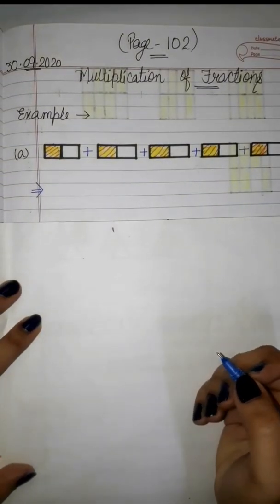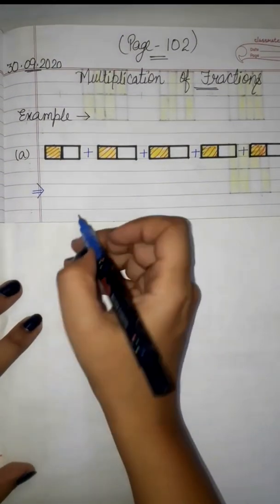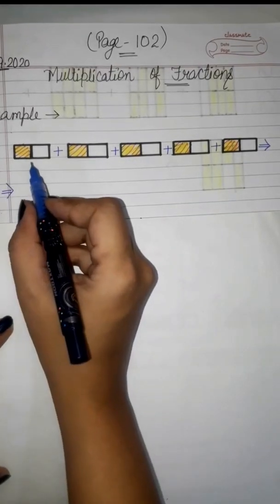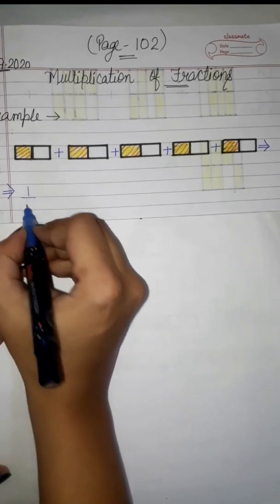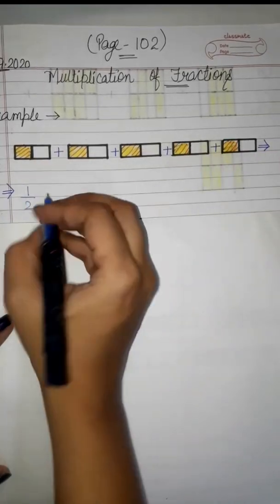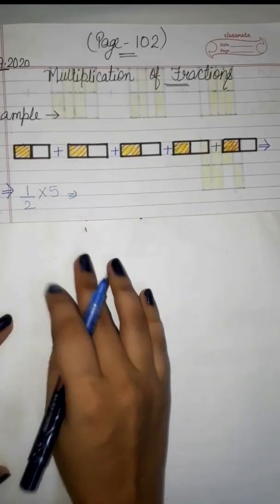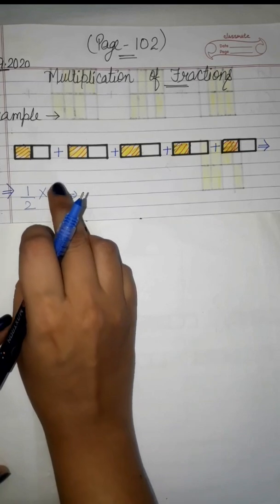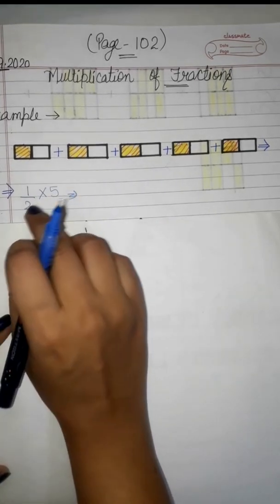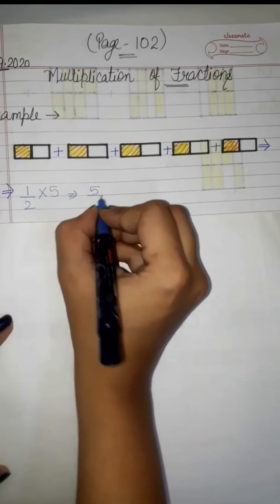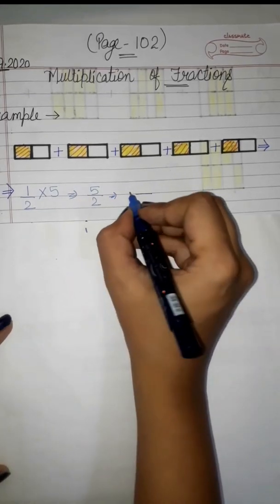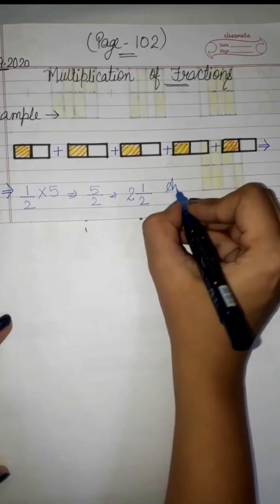Now let's see how to do it in the notebook. You have to do the addition of this question. First, write the fraction of the shaded part. It will be 1 by 2. Now check how many times it is getting repeated. 1, 2, 3, 4 and 5. Multiply by 5. Children, remember, we always multiply numerator with the numerator. That means 1 will be multiplied with 5, not this 2. So it will be 5 by 2. Now this is an improper fraction, you can write it as mixed. So you get 2 whole 1 by 2 as the answer.